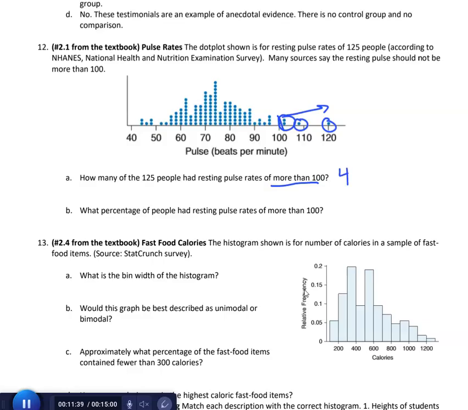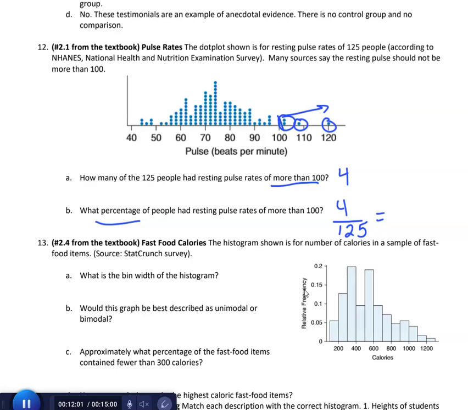And then B says what percentage of the people had resting pulse rates of more than 100. So same thing, those 4 people, they want me to just convert that to a percentage. Remember how to do a percentage? That would be the part over the total. So I'm going to take 4 and I'm going to put it over 125. And then I'm going to put that into my calculator and get a decimal value.